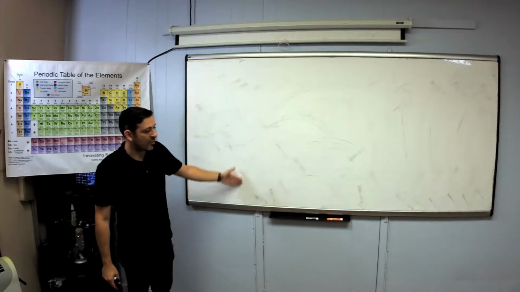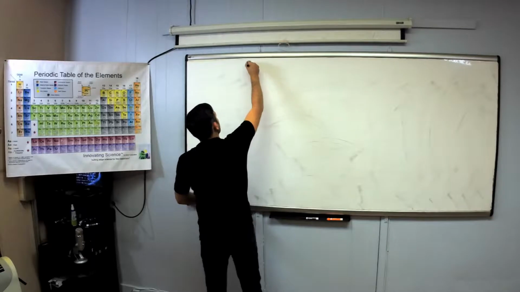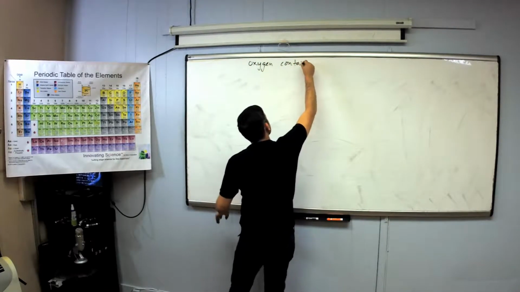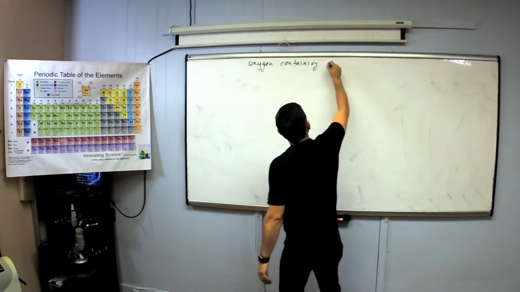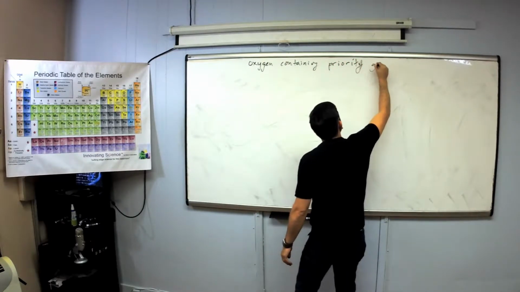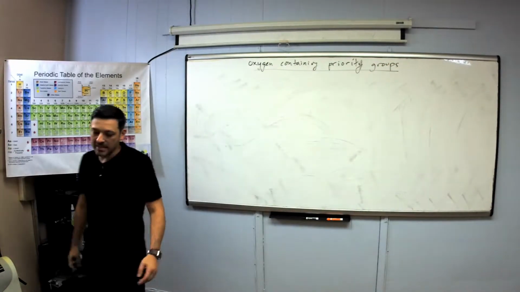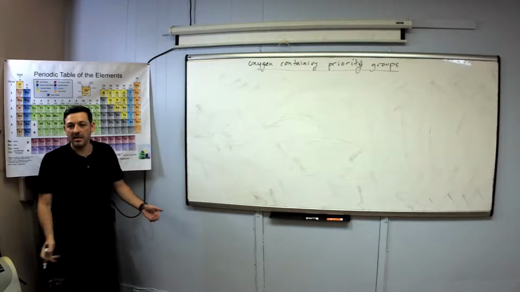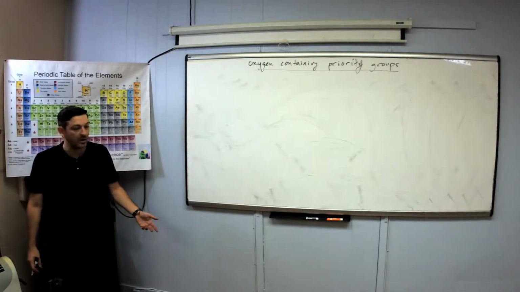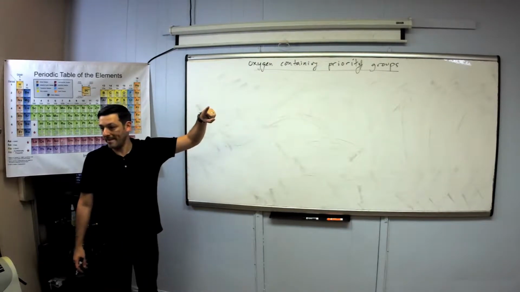So we're going to show some more priority groups right now. All of these are oxygen-containing priority groups. And remember the example, the thing that I said about the CEO versus the regional director, so on and so forth. All of these are more important than the alkene.